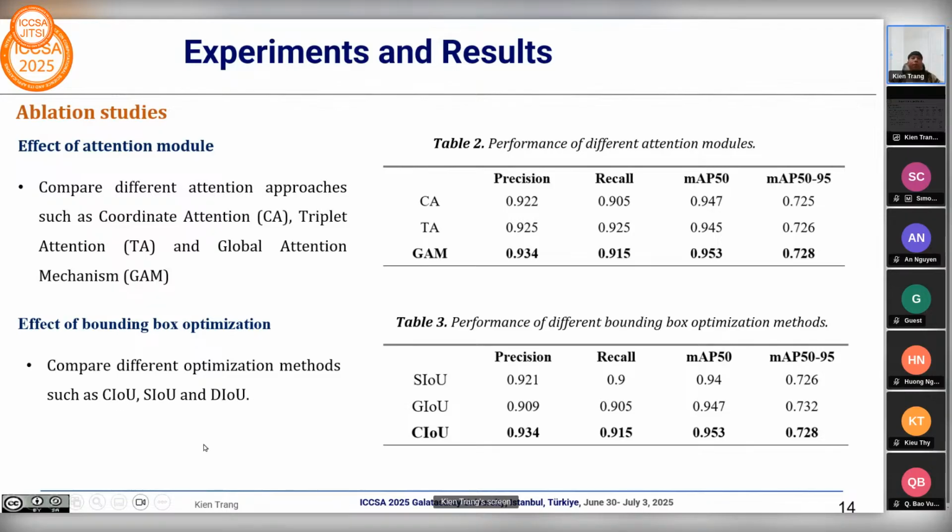For bounding box optimization, we conduct comparisons of different types of IOU loss functions. Overall, the CIOU, as you can see, achieved almost the highest value among the metrics compared to other methods. Although the GIOU records the highest mAP 50 to 95 of 0.732, the CIOU still reaches the overall balance among all the metrics.